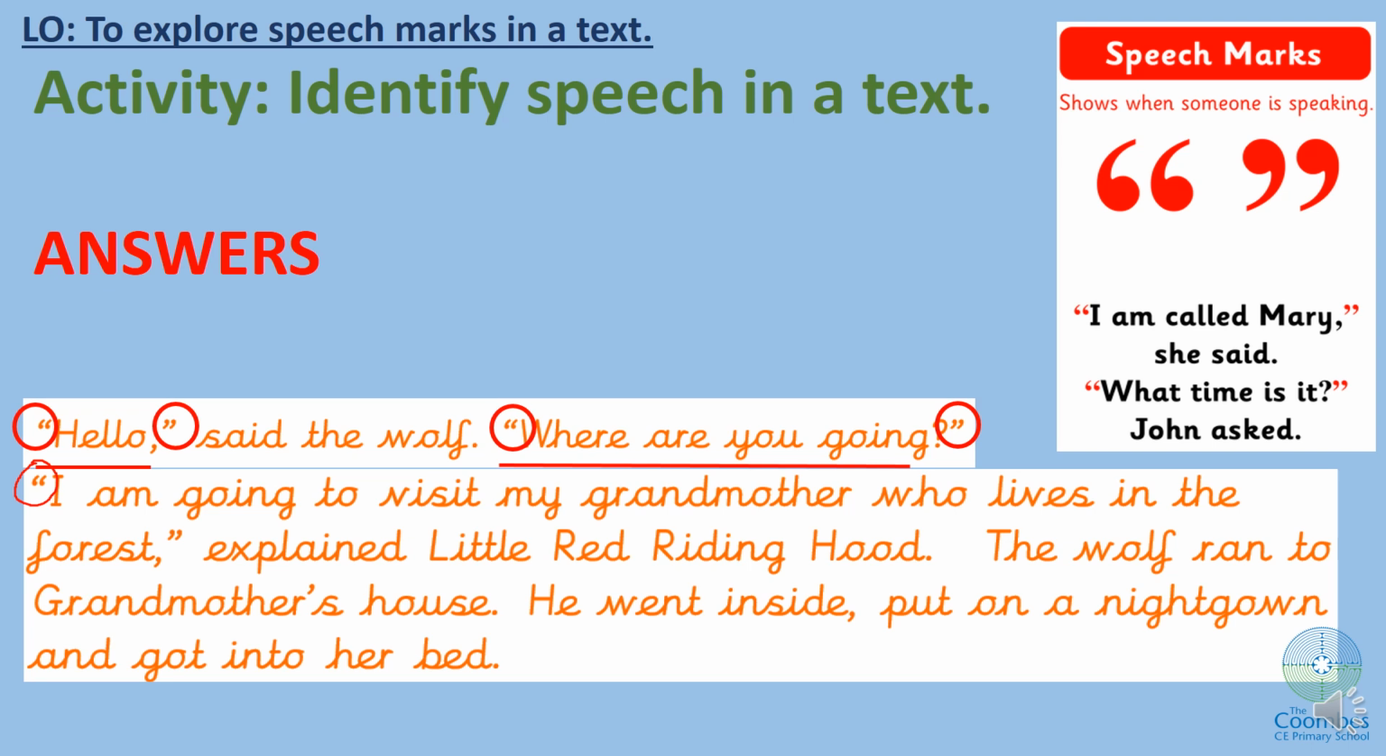and then it's a long time before we see the speech marks again and they turn up here. So that's quite a lot that is said, and let's see what it says. "I am going to visit my grandmother who lives in the forest." And that is all said by Little Red Riding Hood. And then for the rest of the paragraph, there is no more speech. So for that orange paragraph of writing, that is all the speech in that one.